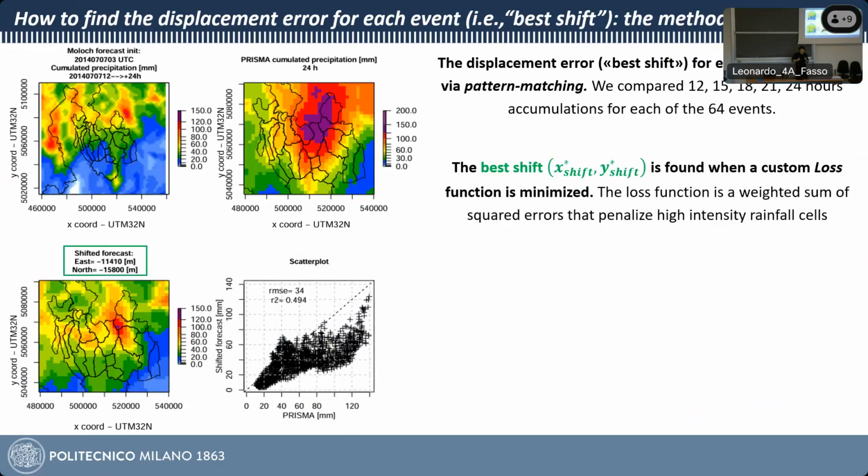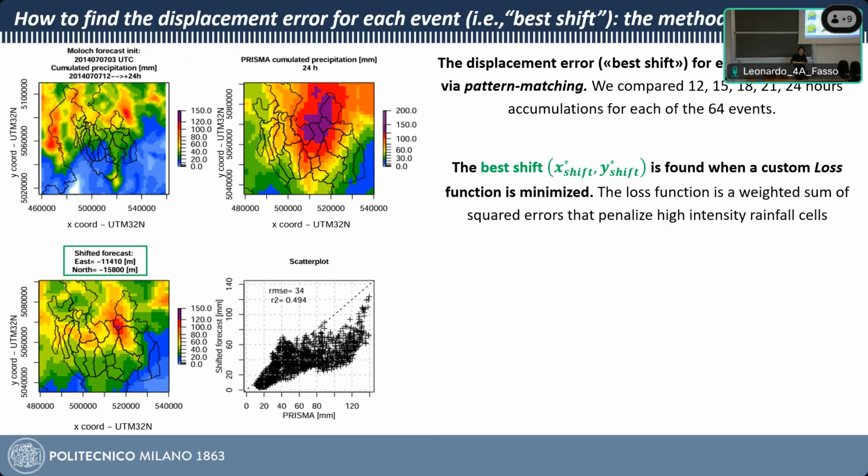Later, what we did is quantify, for each of the selected events, how much the meteorological forecast misplaced the event. As you see, for instance, in this event of 8 July 2014, on the upper left corner we have the rainfall forecast. On the upper right corner, we have the observations. So basically, as you can see, probably here the meteorological forecast misplaced the convective rainfall towards the northeast.